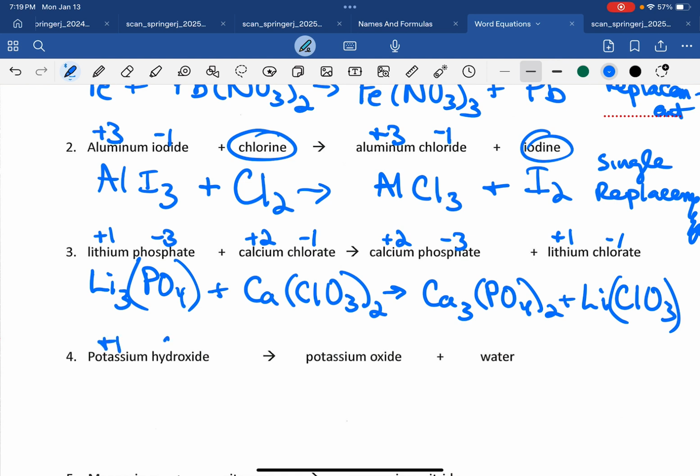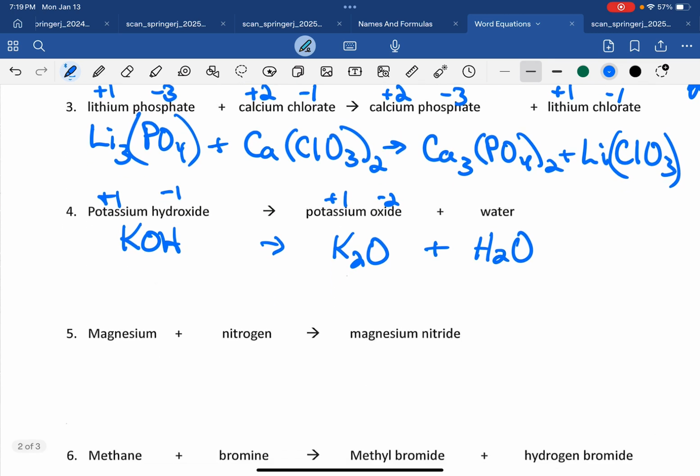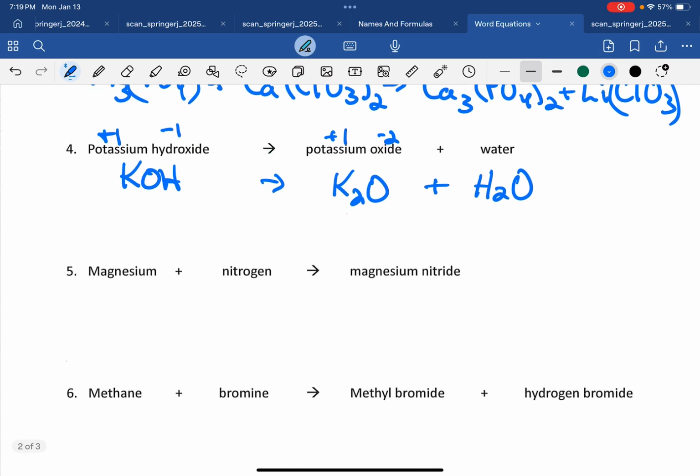Potassium +1, hydroxide, -1. Potassium oxide, potassium's +1, oxide -2, K2O. And of course, water is H2O. Magnesium by itself. What about the charge? Doesn't have one. Just magnesium.